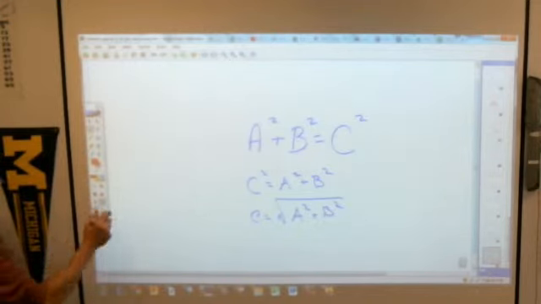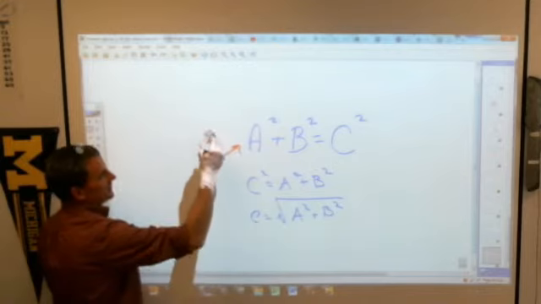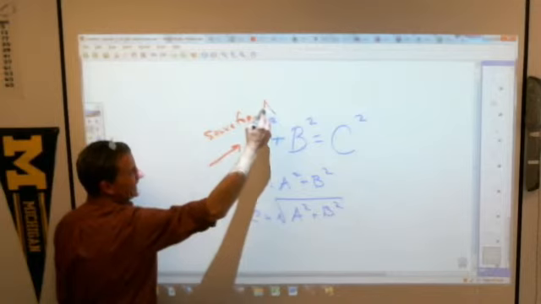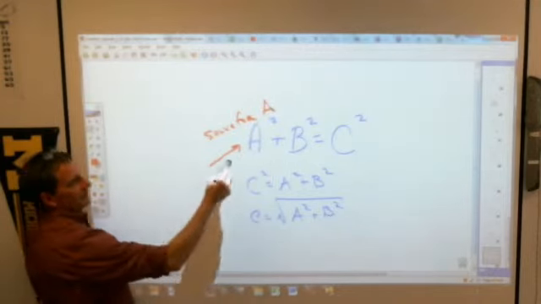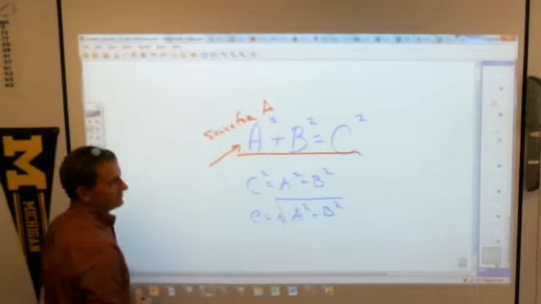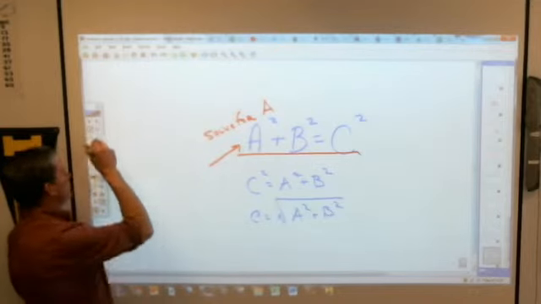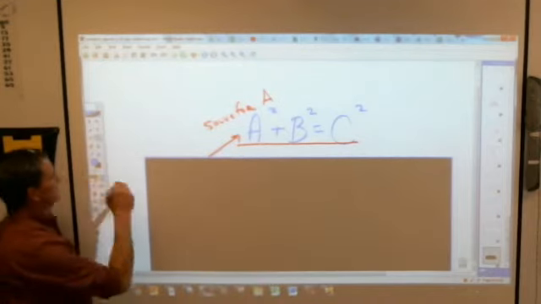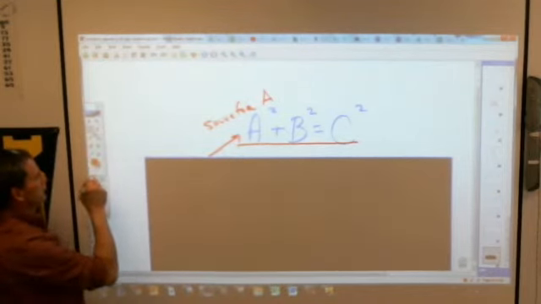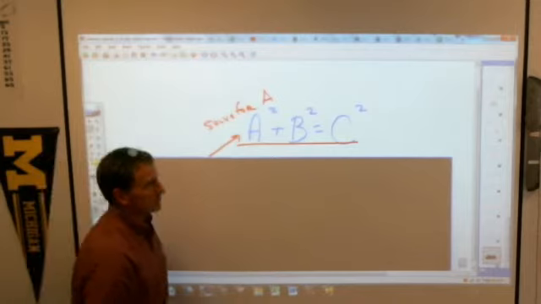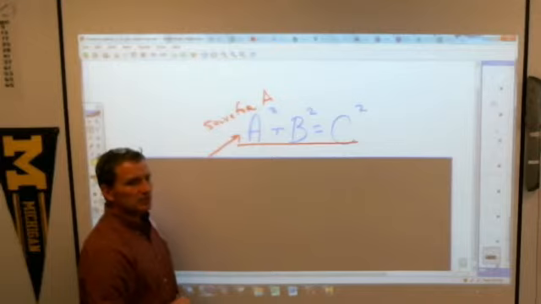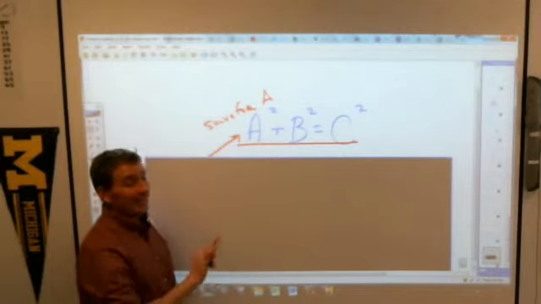Now, how about this? What if I said solve this for a? What if I wanted to solve this all for a? Ooh, this is a good time to use this. Well, ladies and gentlemen, what do you think the first thing I have to do is? Remember, I want to get the letter a all by itself without anything else on that side of the equal sign.